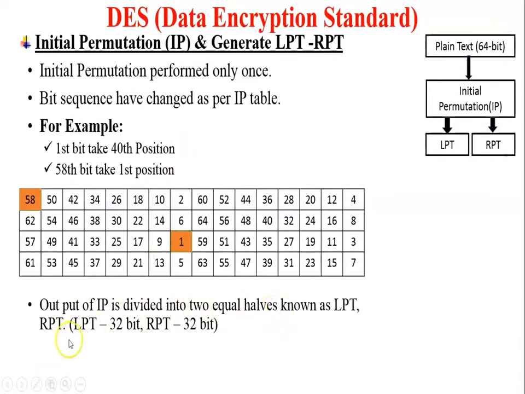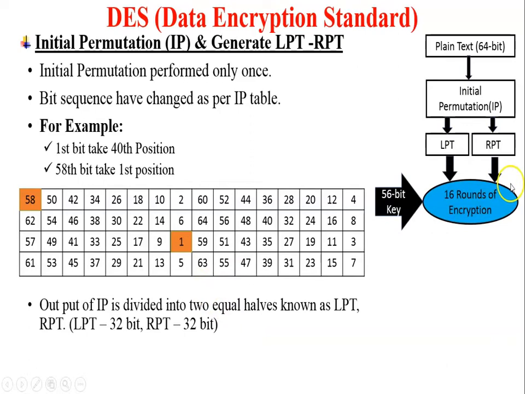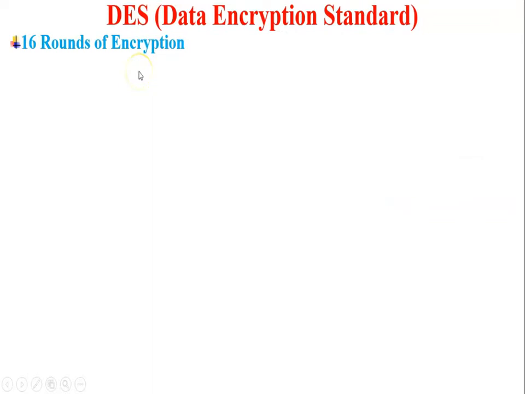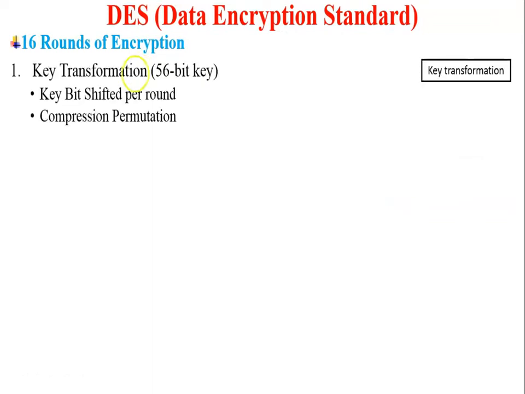Before the 16 rounds of encryption, let's see the initial permutation and how LPT and RPT are generated from the 64 bit plain text. The initial permutation is performed only once in the DES process. Before the initial permutation, the plain text is divided into 64 bit blocks. The 64 bit block is given to the IP table, or we can say the initial permutation table. Now the bit sequence is changed as per the IP table. For example, the first bit takes the 40th position and the 58th bit takes the first position. You can see the 58th bit takes the first position and the first bit is changed to the 40th position. We all know that permutation means transposition, changing the location of the given bits. It is called a permutation.